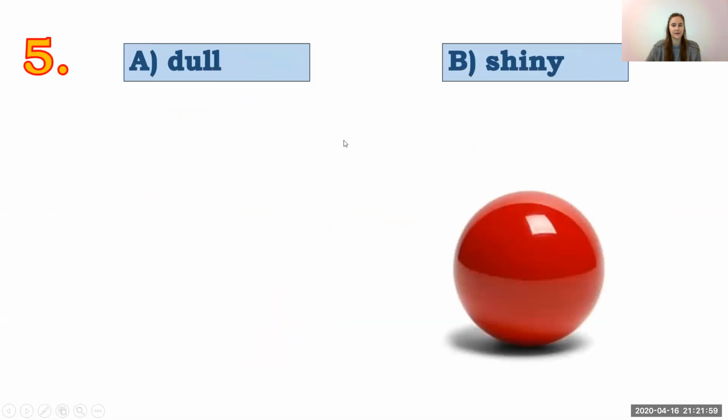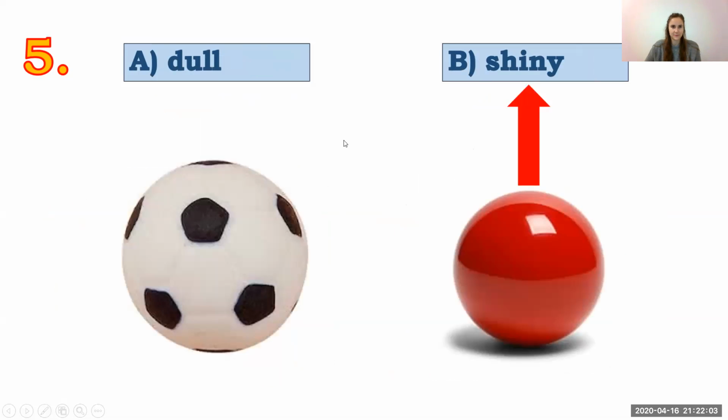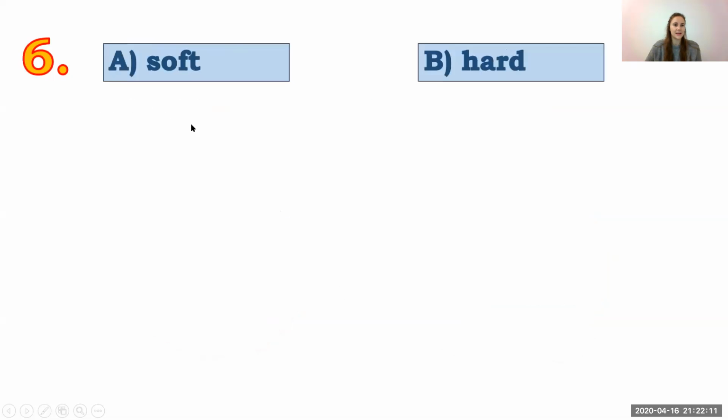Number 5, the ball is very shiny. This ball, the soccer ball, is very dull, okay? Because look at the light reflecting on it. The next one.